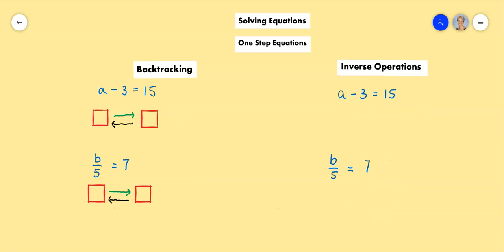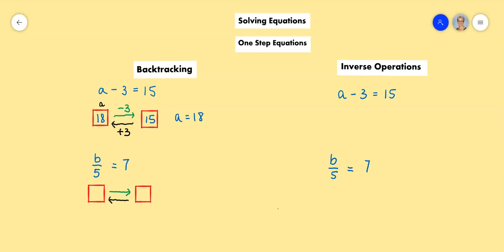Let's look at these next two equations. This first one here is a minus 3 equals 15. So a is my unknown to go into this box. The first thing I do to a is I minus 3 and I get 15. Now, to undo minus 3, I'm going to add 3. So 15 plus 3 gives me 18. And a is equal to 18.